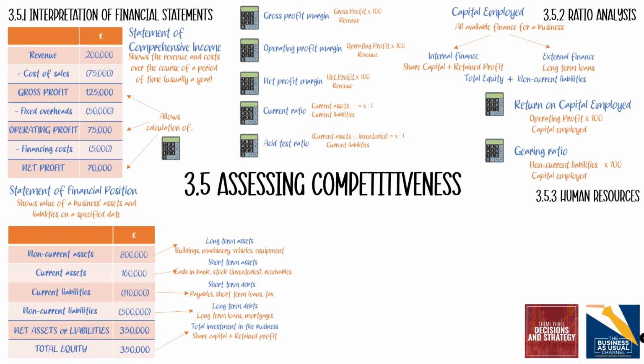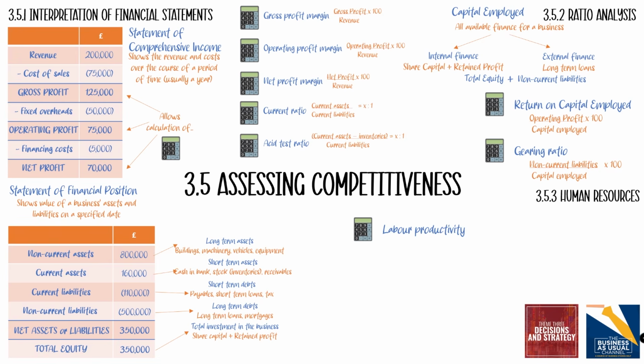The last part of 3.5 is human resources. And we've done human resources. Human resources came up in theme 1, in 1.4. But this is about how we measure our human resources and how we do this using how our competitiveness is in terms of numeric information. So there's a few different calculations we can do here.